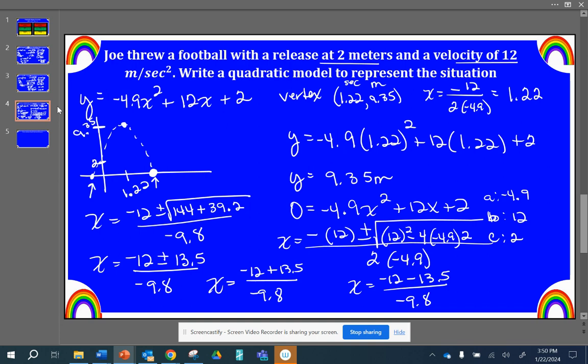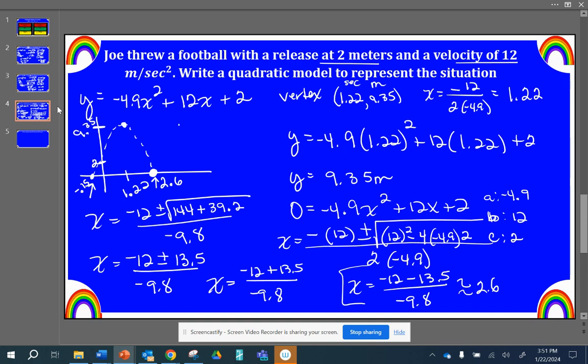That's irrelevant, but it was about negative 0.15. Now this is the one that we are after, so negative 12 minus 13.5 divided by negative 9.8 gives us about 2.6. So I'm going to say about 2.6. So this value right here is 2.6.